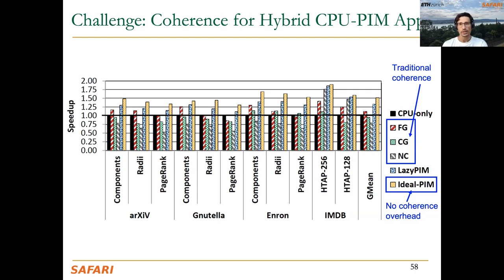And this is actually something that we can see in this motivation slide, where we see that traditional coherence, like fine grain or coarse grain or non-coherence at all, that have been traditionally implemented in multi-core systems, are far from the ideal performance of a PIM system, assuming an ideal PIM with no overhead for maintaining coherence.